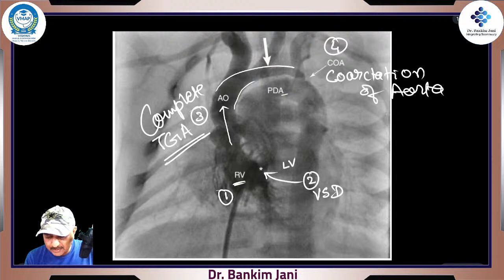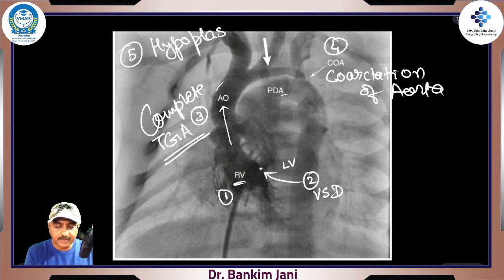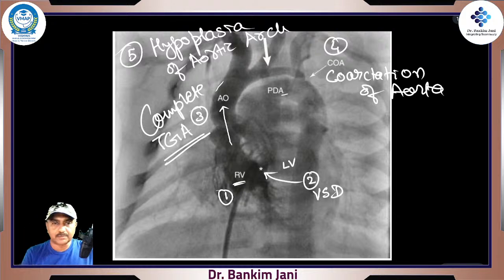See, if this is the arch of aorta, this arch of aorta is becoming smaller, right? It is becoming smaller. So this arrow is indicative of the fifth complication, and that is hypoplastic. It has become smaller. Hypoplasia of the aortic arch. So that aortic arch is becoming small.